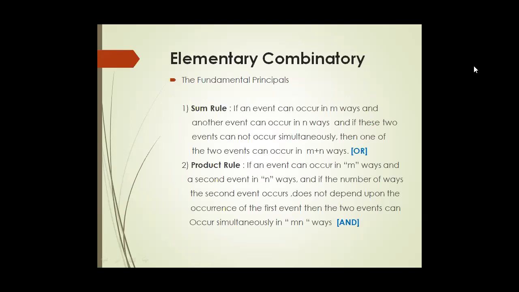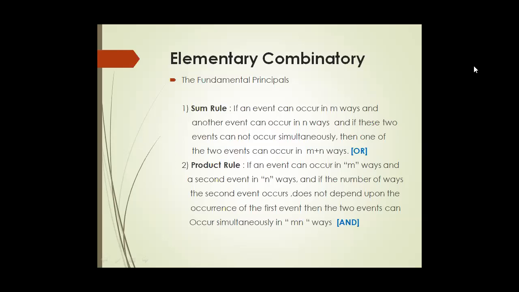If any problem contains "or", then we use the sum rule. If it contains the "and" operator, then we use the product rule. Sum rule: how to apply it? If an event can occur in m ways and another event can occur in n ways, and if these two events cannot occur simultaneously, then one of the two events can occur in m plus n ways. Then we use the sum rule.